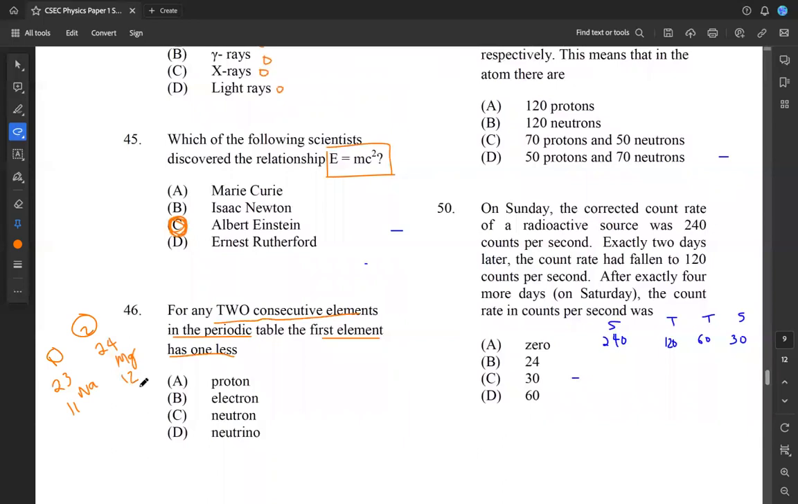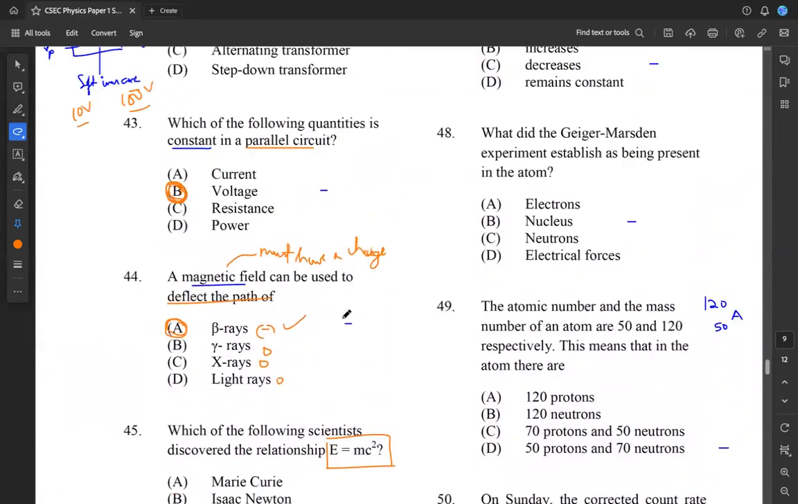What is less in this than this? Well, the periodic table is arranged in order of proton numbers. And so when we go from sodium to magnesium, what we see is that the proton number increases. So that means that the first element has 1 proton less than the one that follows it. So we have 1 proton less in sodium than we do in magnesium, so our answer is A. Okay, so 46 is A. Moving right along to 47.